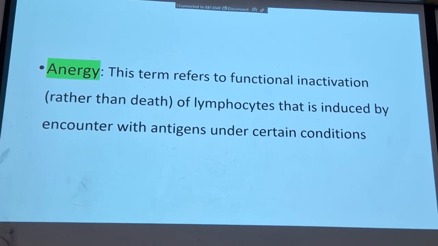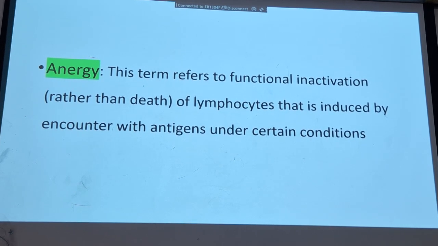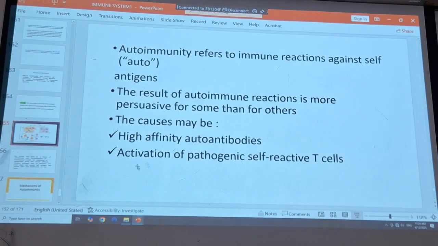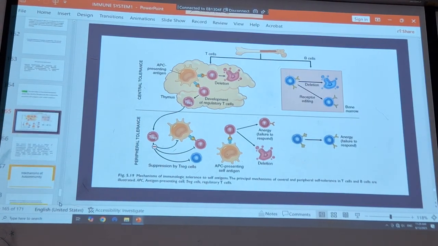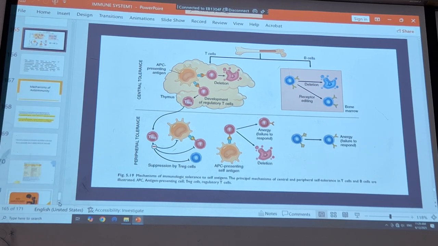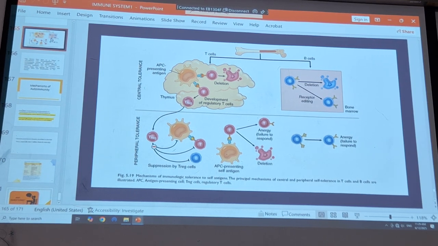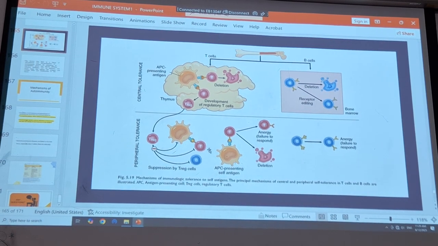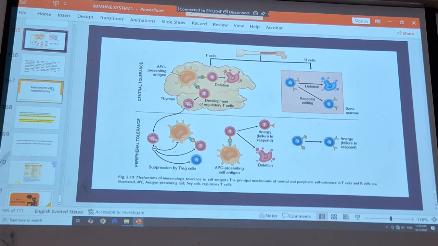Anergy means functional inactivation rather than death. Okay, that is the difference between anergy and apoptosis. This is the central tolerance, which happens in the thymus and bone marrow, with deletion by apoptosis of the self-reactive cells. And this is peripheral tolerance, which means anergy of these cells.